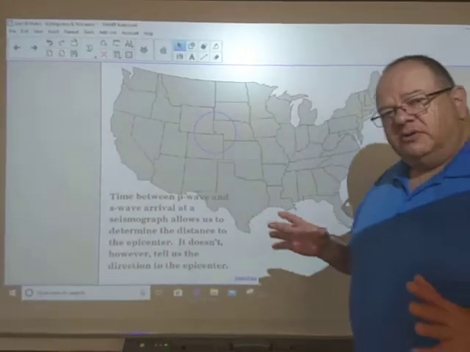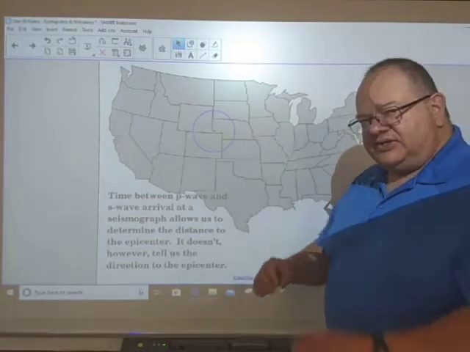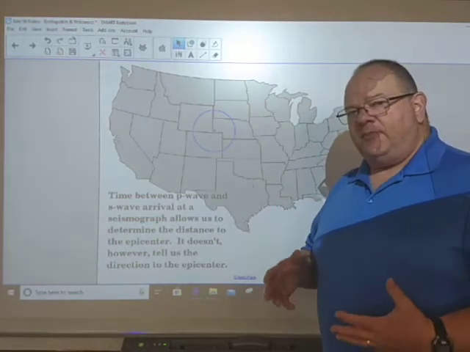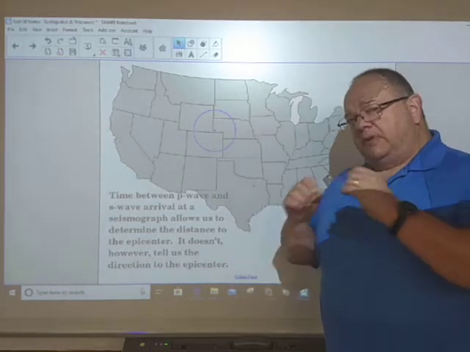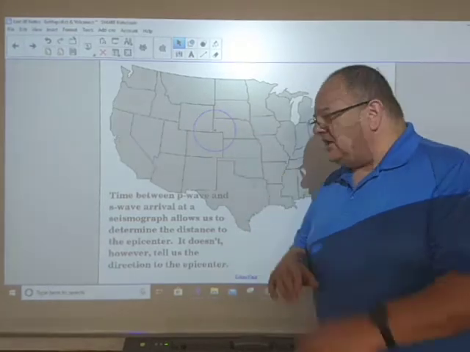But we've got other seismic monitoring stations. So here's a station down in Texas that picked up the signal from the same earthquake, but it picked up a different time, and in particular the difference between P and S waves.